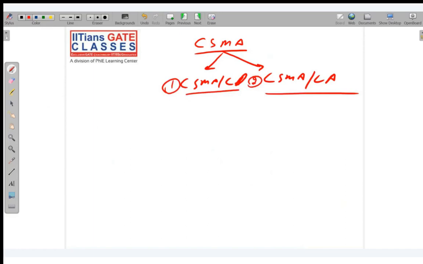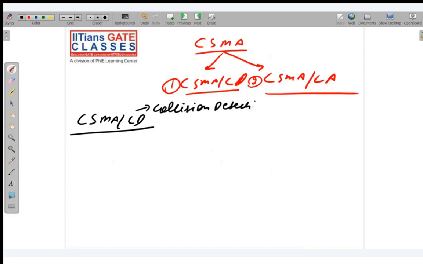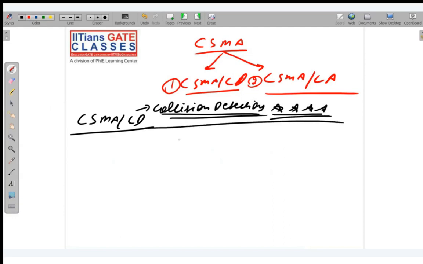So first we are going to explain CSMA CD. CD means collision detection. Many numericals have been asked from this topic, so this is important. CSMA CD is very important.